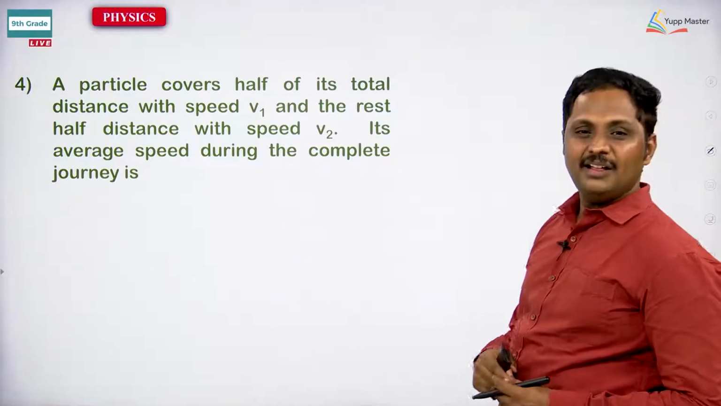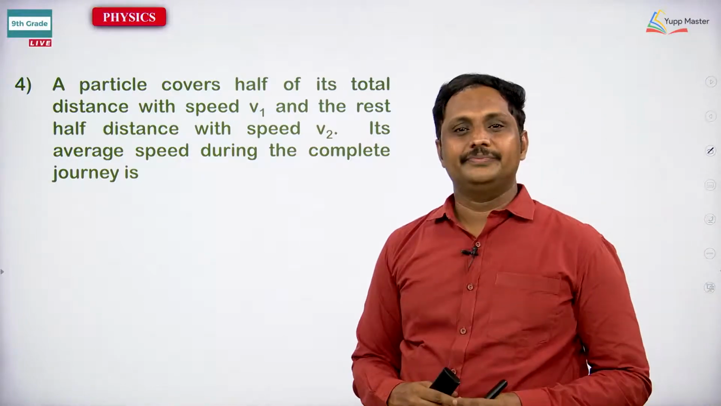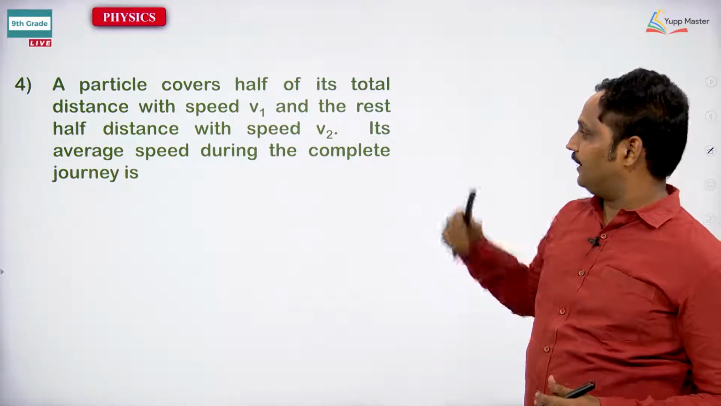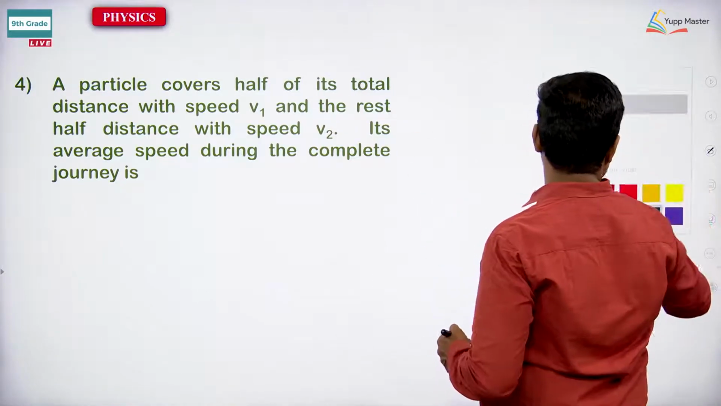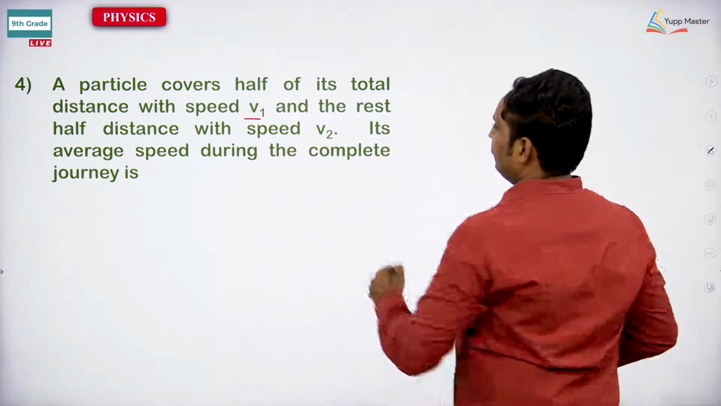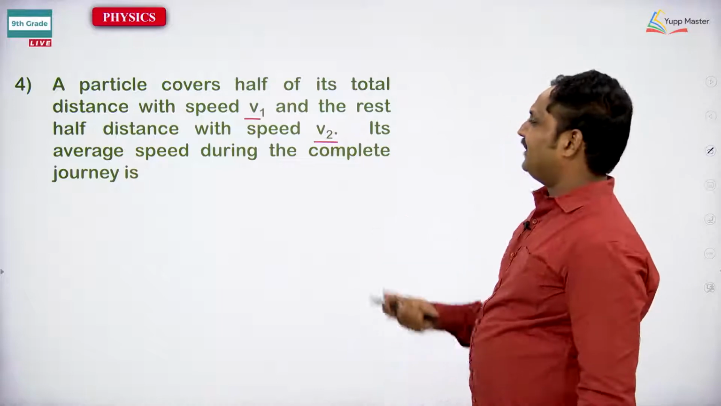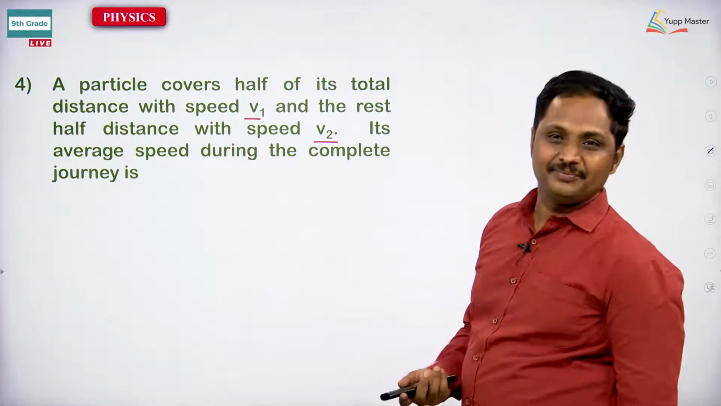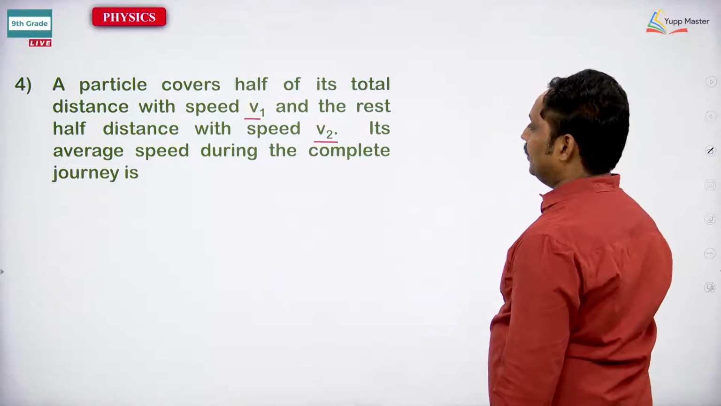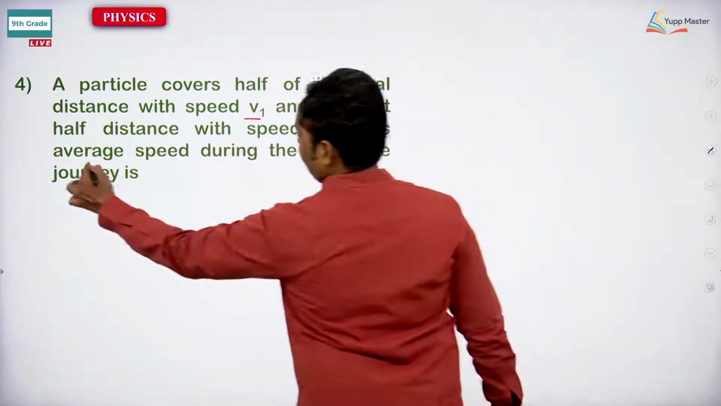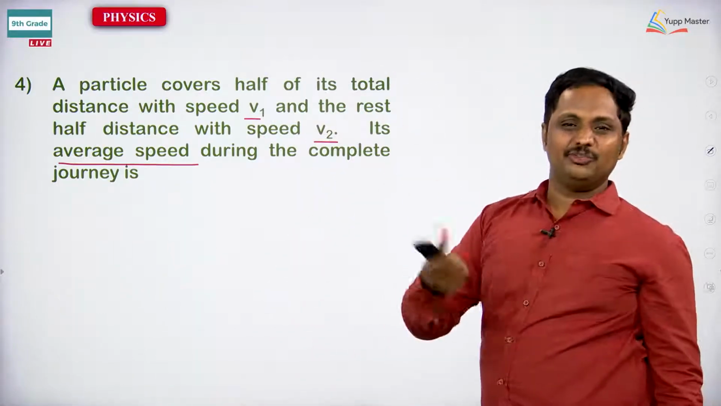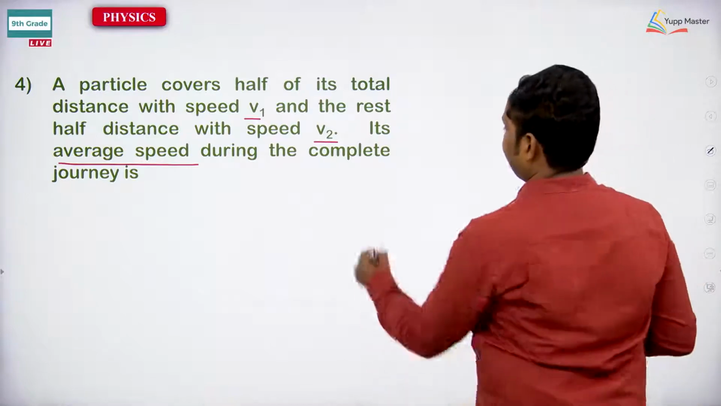Easily we will solve this problem. Let us see, the particle covers half of its total distance with the speed v1, and the rest of the distance with the speed v2. Find its average speed during the complete journey. What you have to find out is its average speed. Just take one simple diagram and you will solve this problem easily.